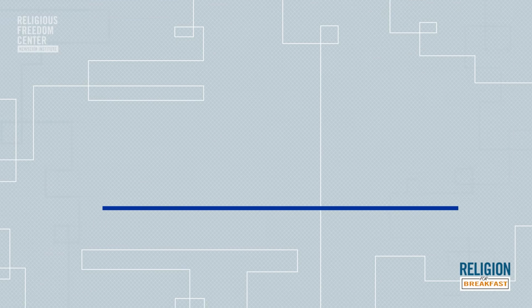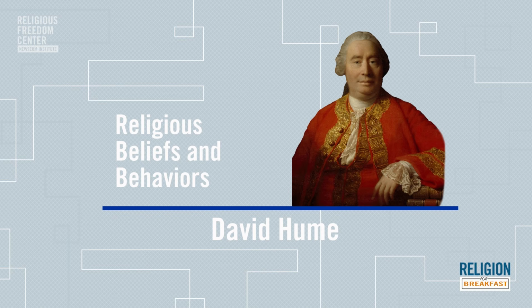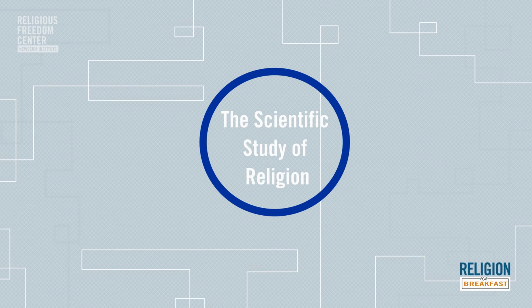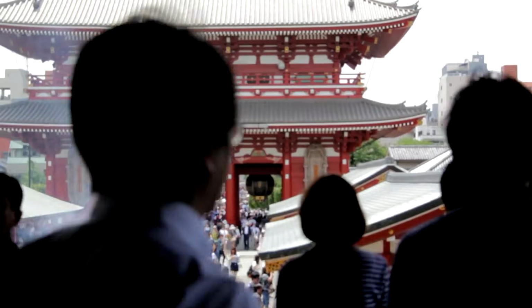During the 18th century, the philosopher David Hume argued that religious beliefs and behaviors could be explained naturalistically, without an appeal to theological explanations or personal spiritual experience. This simple idea has formed the core of the scientific study of religion, that religion can be explained using the tools that we use to analyze any other aspect of human behavior.